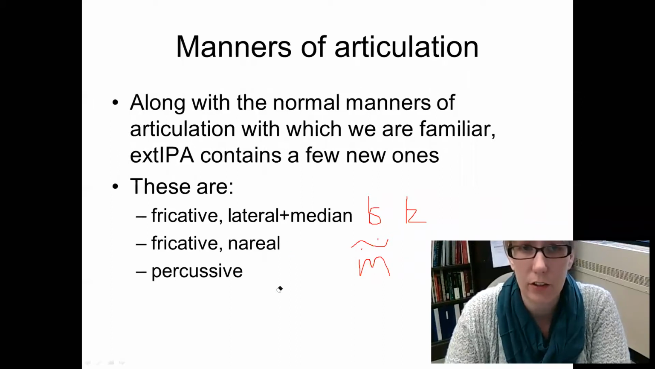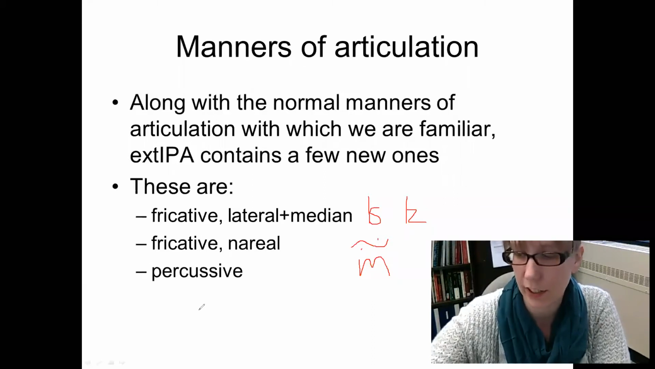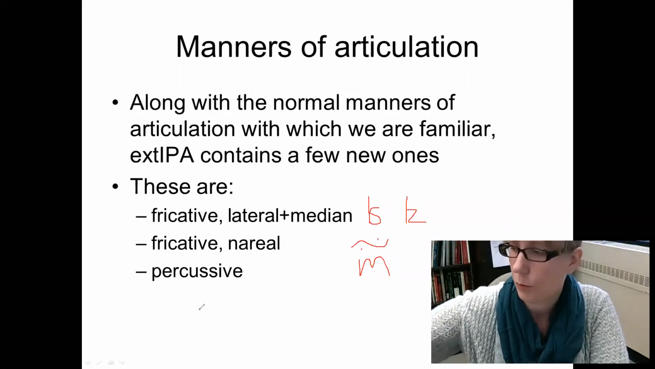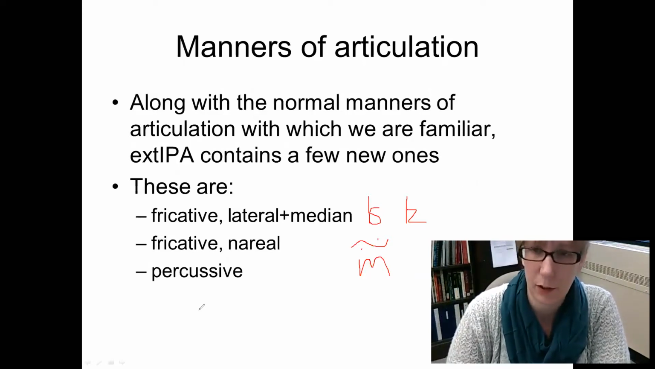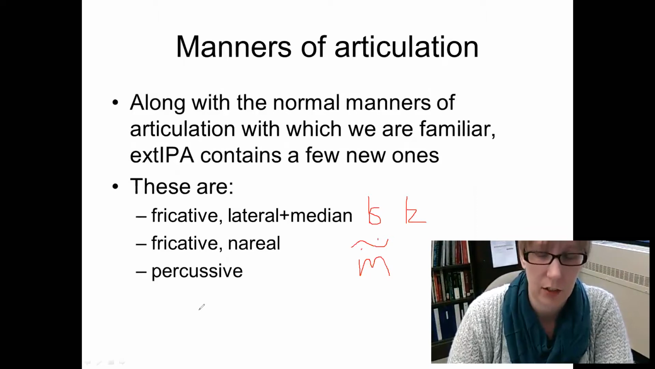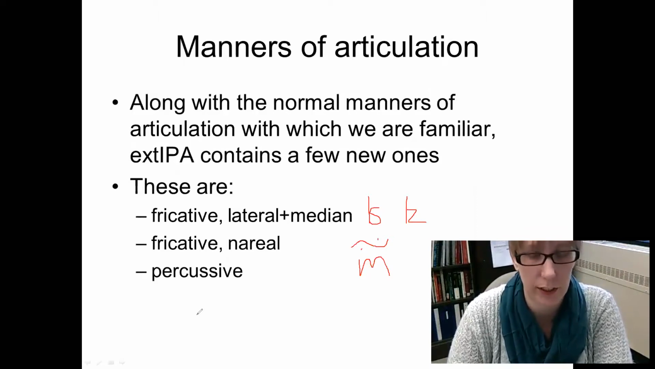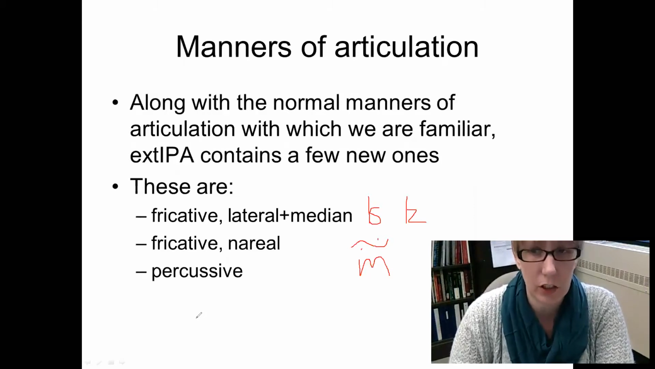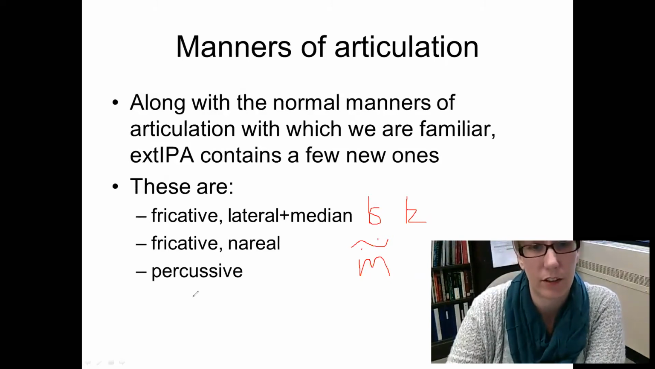All right, our final different type of manner of articulation is called a percussive. And just like any type of percussion instrument, this name comes from musical instruments. Percussion instruments are instruments that make noise by striking something, like a drum, or you can hit your hand on a bongo or hit a drum with a stick.